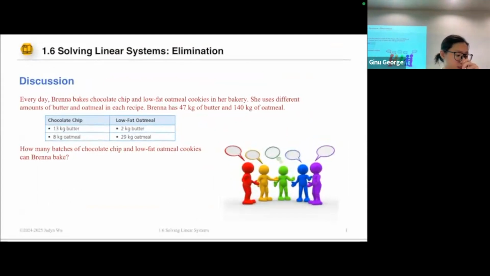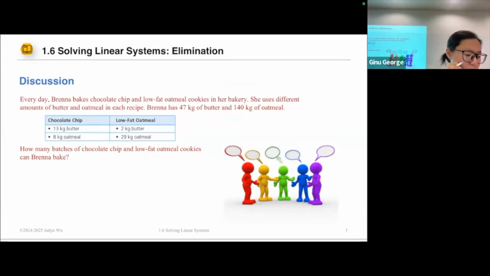I have a first question or discussion for you guys. For our day, Brenda bakes chocolate chip and low-fat oatmeal cookies in her bakery, and she uses different amounts of butter and oatmeal in each recipe. Brenda has 47 kilograms of butter and 140 kilograms of oatmeal. We're wondering how many batches of chocolate chip and low-fat oatmeal cookies Brenda can bake.